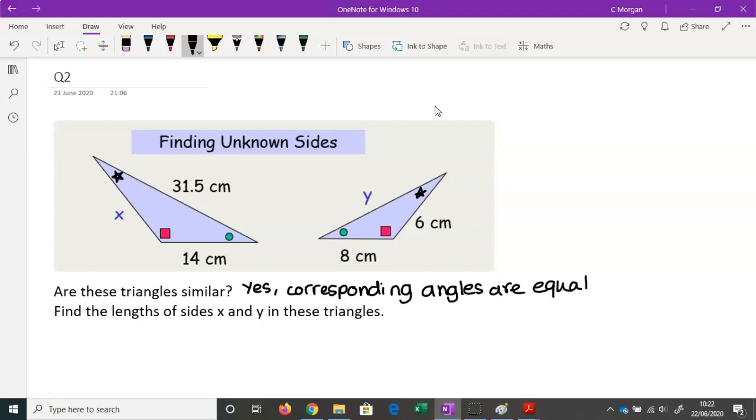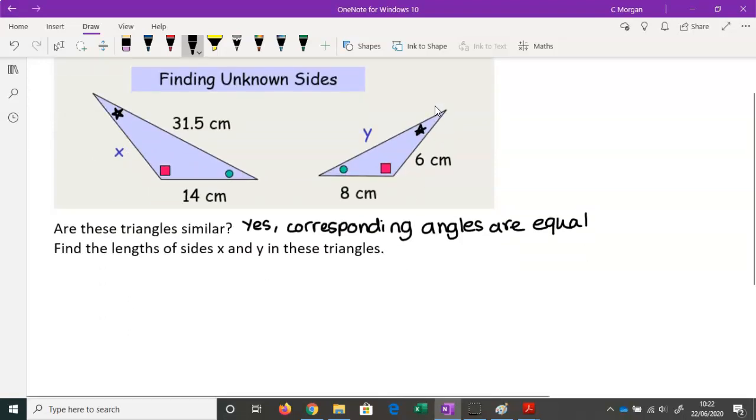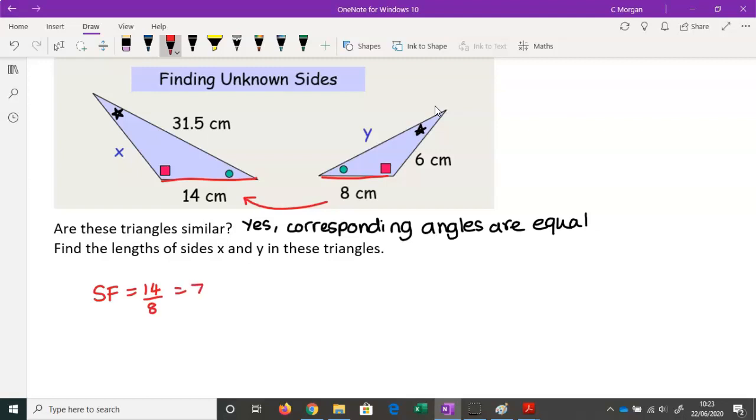Now, of course, in similar shapes, the angles that are corresponding are equal, but the sides are not equal because, of course, one is always an enlargement of the other. So the first thing I would like to do is find my scale factor of enlargement. And if I look at the side between the square and the triangle, those 2 sides must correspond to each other. So I'm going to do 14 divided by 8, which is 7 divided by 4, and I know that 7 quarters is 1.75 if I want to work as decimals. So 1.75 is my scale factor of enlargement.